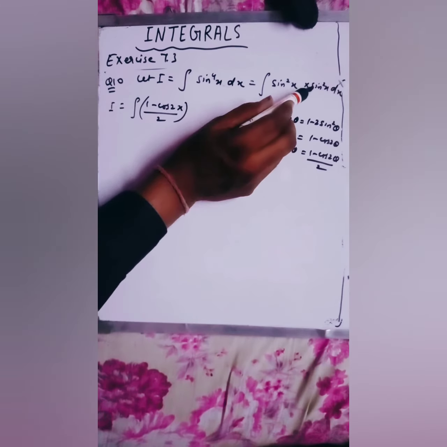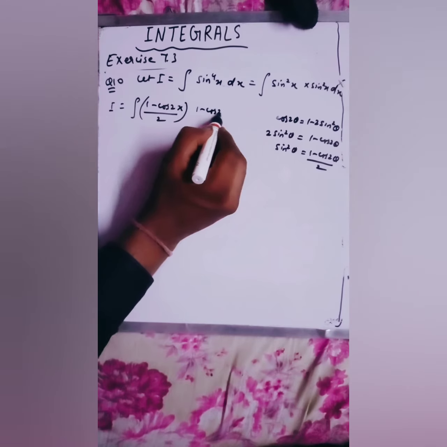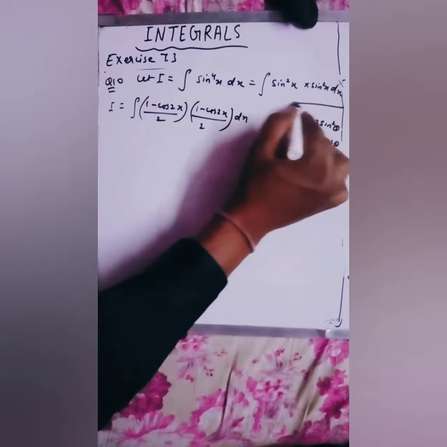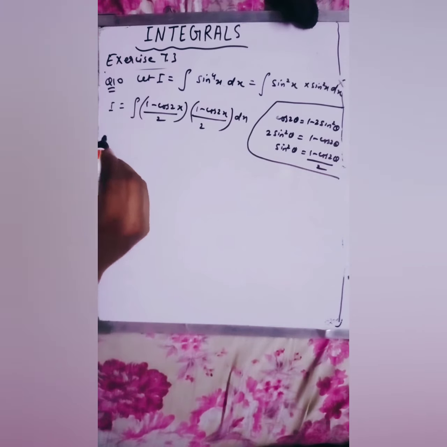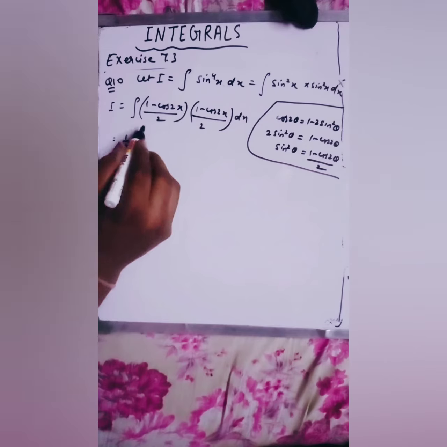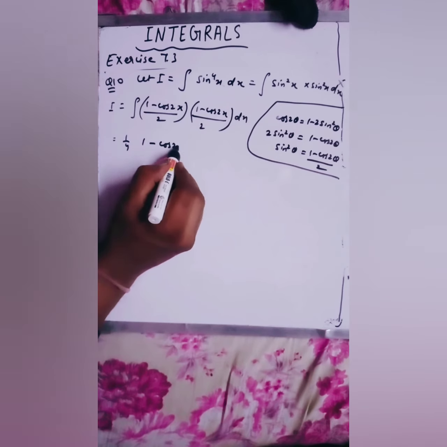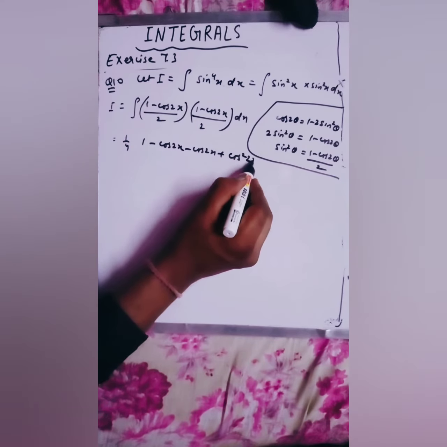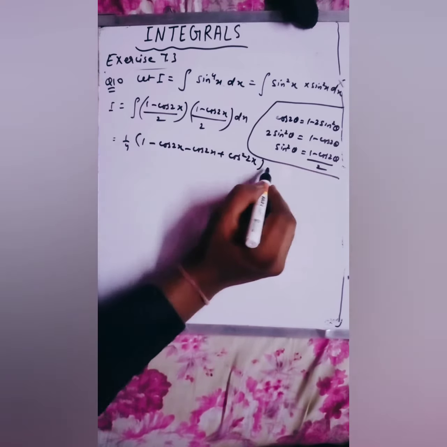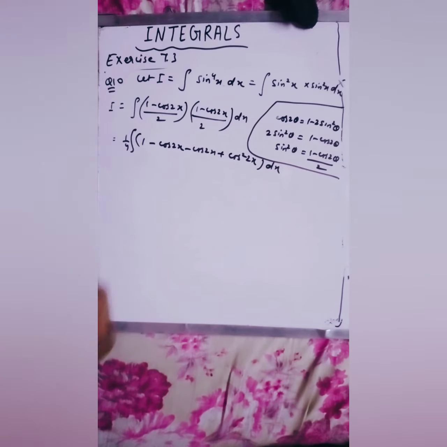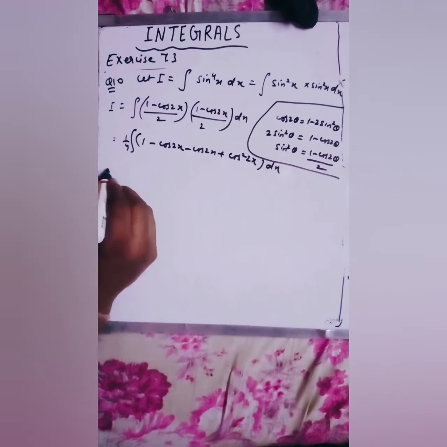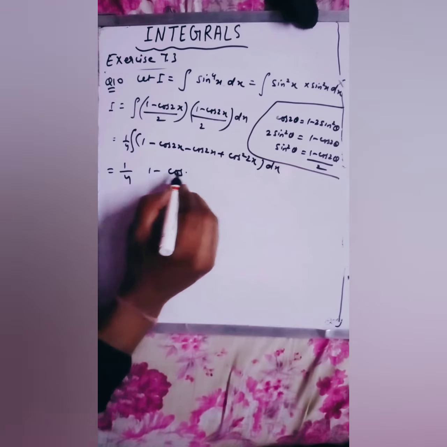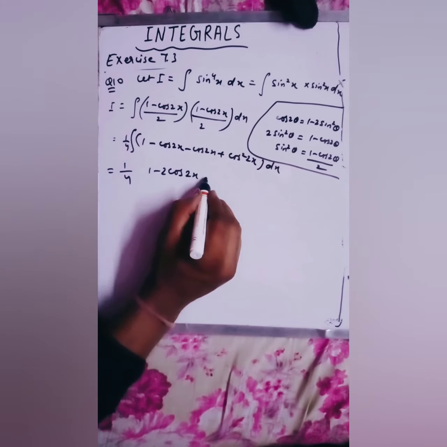And similarly in place of this other sine square you have to write the same formula, into dx. Now you just have to multiply each term. This will be 1 minus cos 2x minus cos 2x plus cos square 2x into dx. This all would be in the integral, and after that 1 by 4, 1 minus cos 2x.